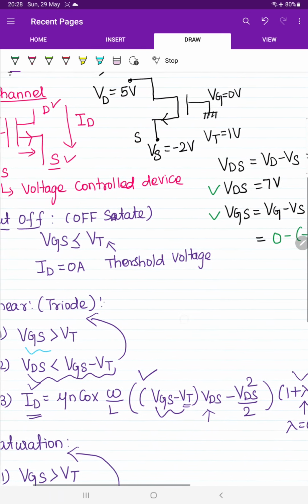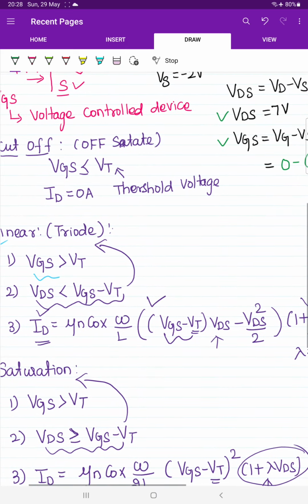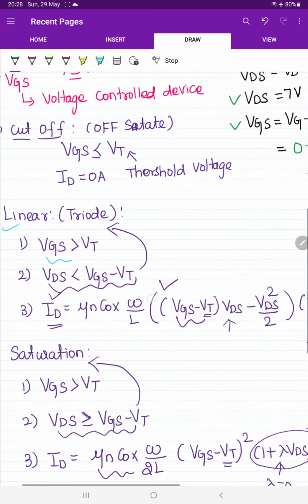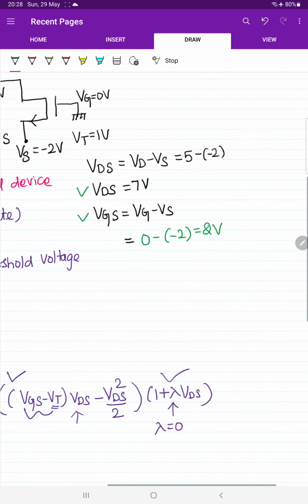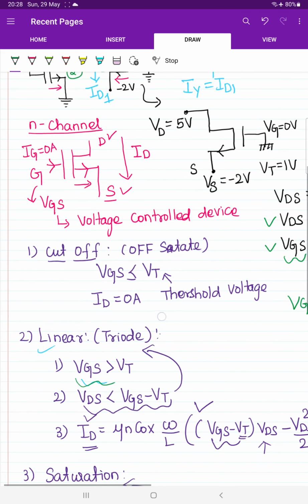Next thing is we have to check these conditions. In order to know the region of operation, first thing is you have to cross check whether VGS is greater than VT or not. Where is VGS? VGS equal to 2 voltage, sir. If the value of VGS is greater than VT, then only transistor will be entering into linear or saturation region. Because we know the condition, if the value of VGS is less than or equal to VT, then it will be in cutoff region. It will not turn on. Directly you can write the value of ID equal to 0 ampere.